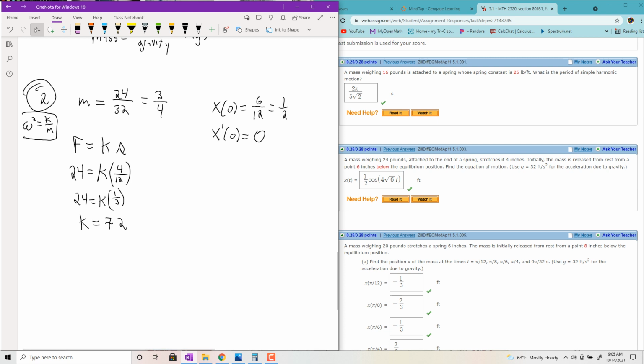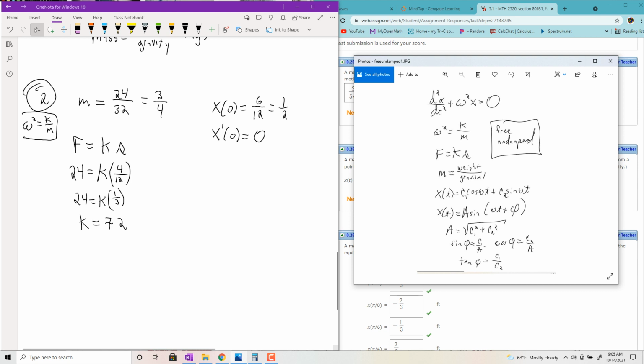So rather than working with the differential equation, I'm just going to get the equation of motion and put in omega. So omega squared is k over m. So k is 72, m is 3/4. So that will be 72 times 4/3. 3 goes into 72 2 times, so this will be 48, apparently. That doesn't seem right.